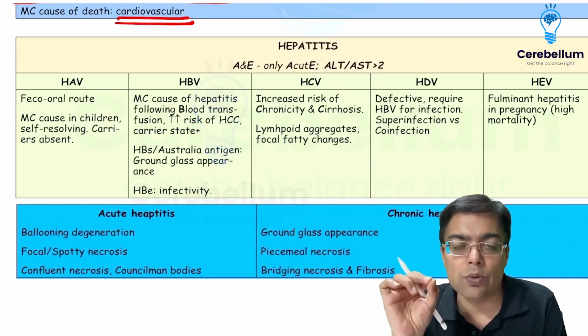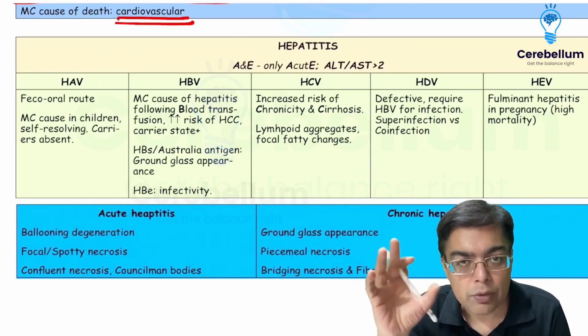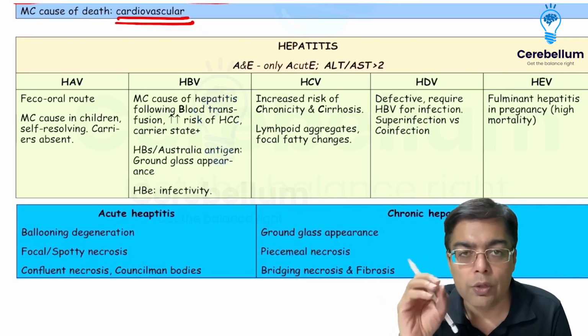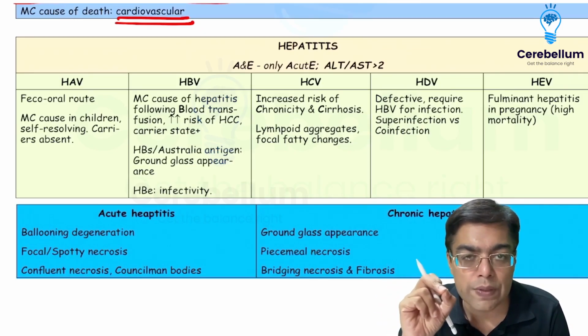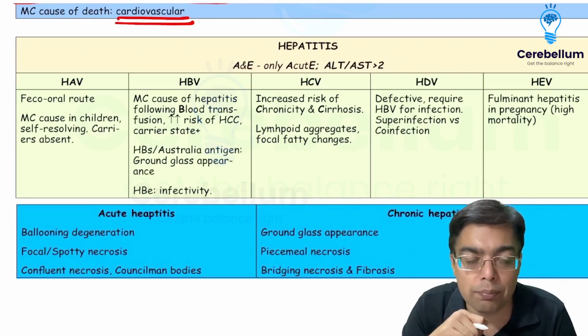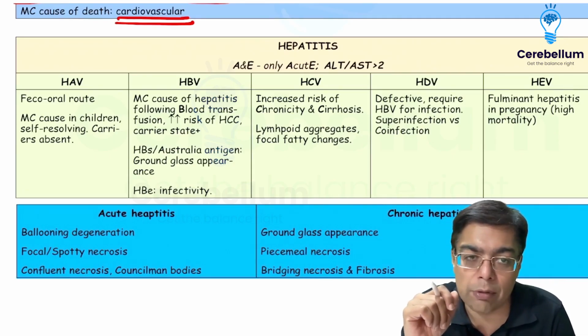And chronic hepatitis is going to be characterized by ground glass hepatocytes, so big size hepatocytes in which you're going to be having the presence of a ground glass appearance. You could be having the presence of piecemeal necrosis, and the necrosis can extend, so that's going to be associated with the term bridging necrosis, and there can be fibrosis.